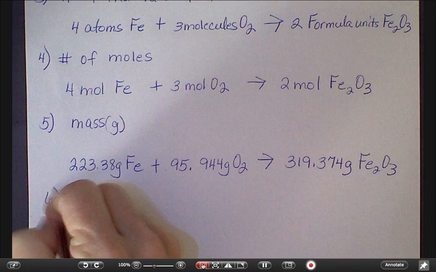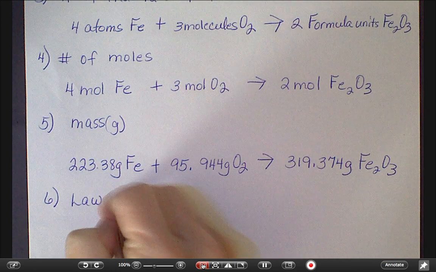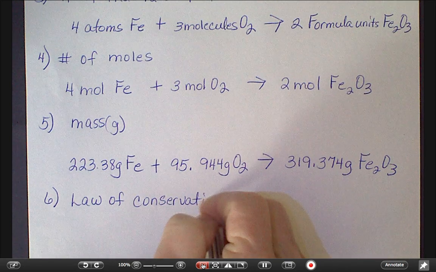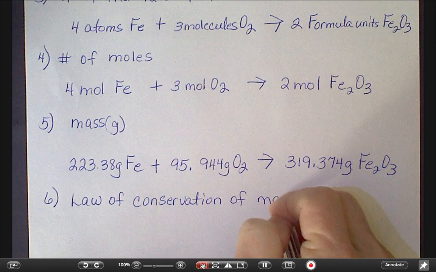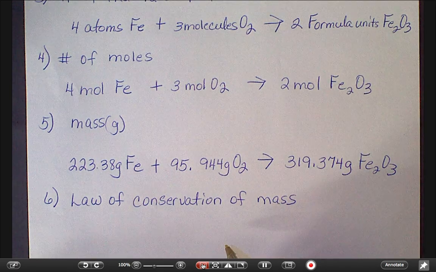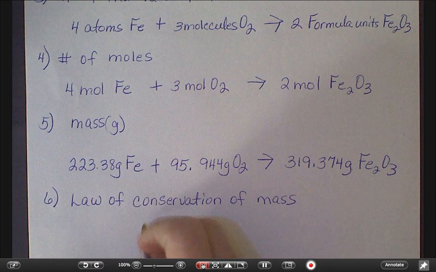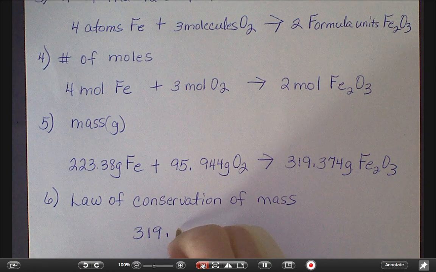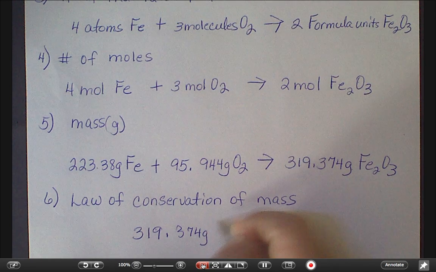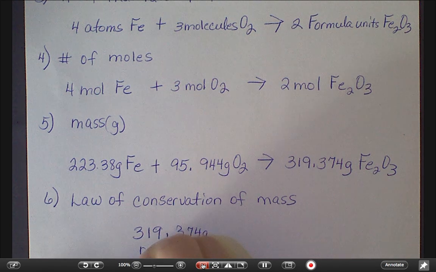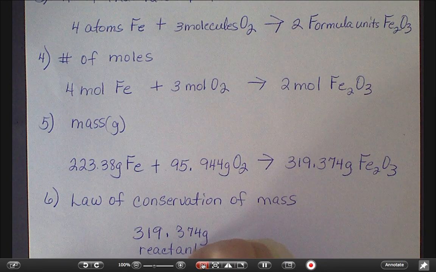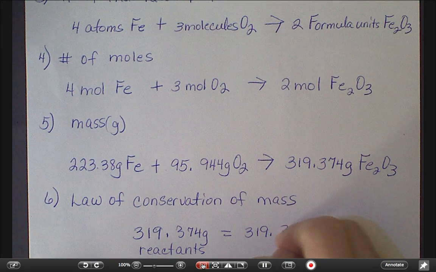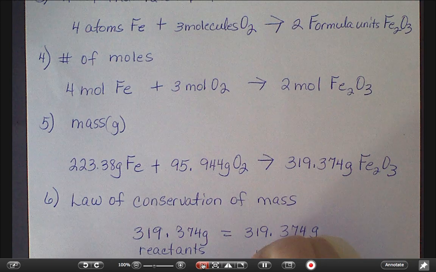So 6 is the law of conservation of mass. And remember, we proved that where we ended yesterday. The total mass of the reactants was 319.374 grams for the reactants. And it's exactly equal to 319.374 grams for the products.